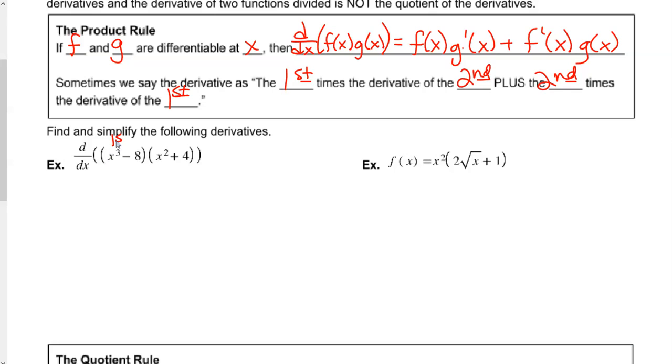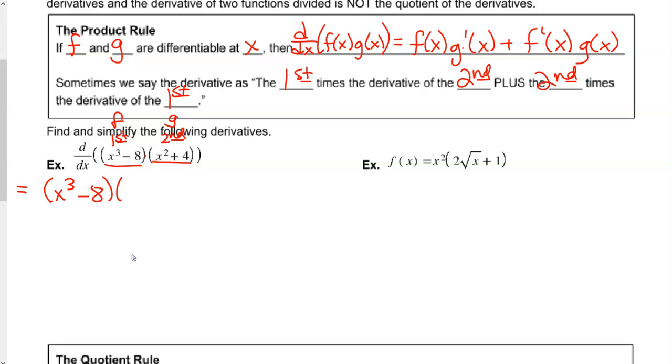So this is what I'm going to refer to as the first, and this one is the second function, or correspondingly f and g. So we could put an f here and a g here. They are being multiplied together, so by the product rule, for this derivative we're going to take our first function times the derivative of the second.